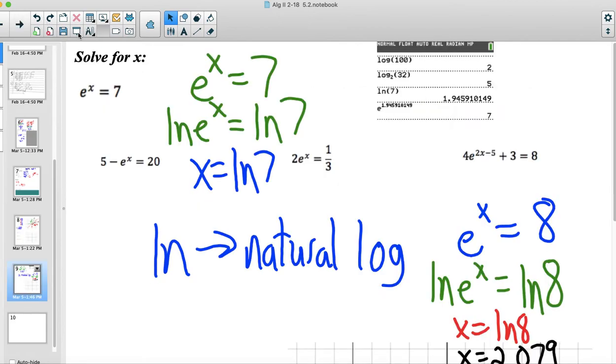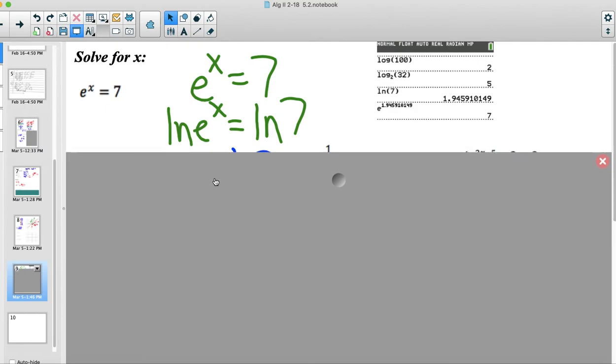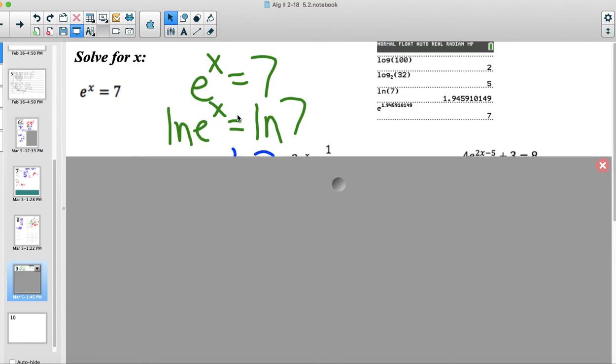We talked briefly about e when we're dealing with continuous compounding interest. The way to counteract e is the natural log, ln. If you take the ln on both sides, you can see that the ln e cancels out, so you just get x equals ln of 7.